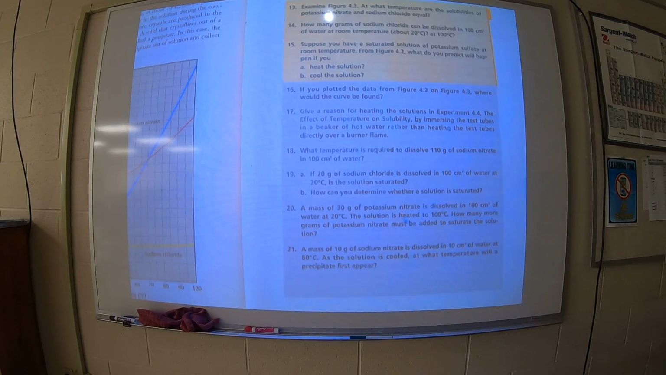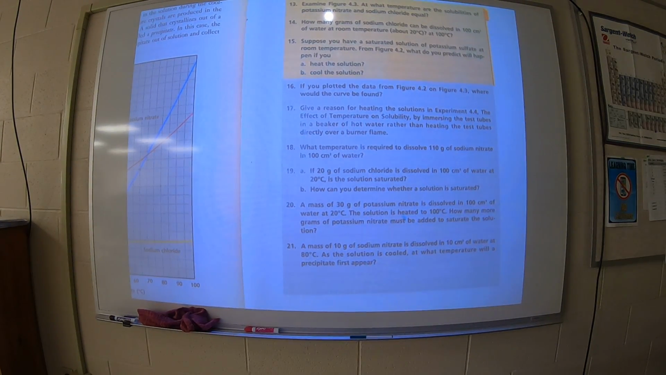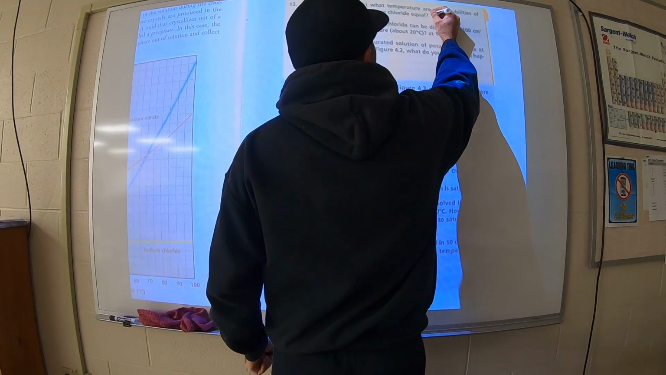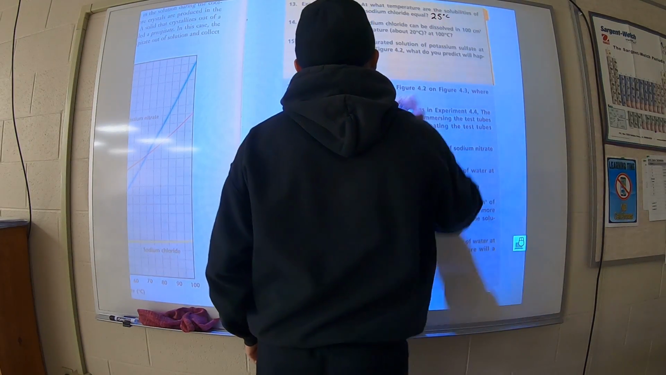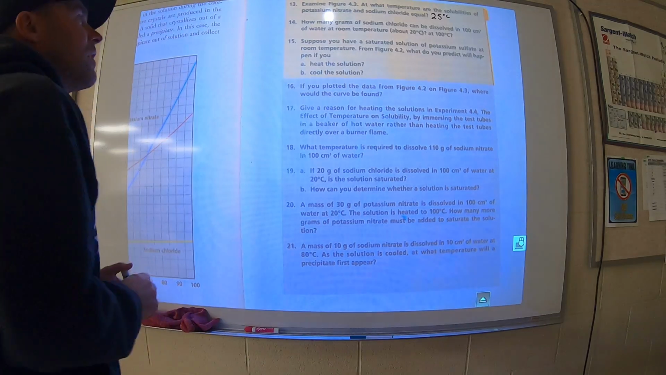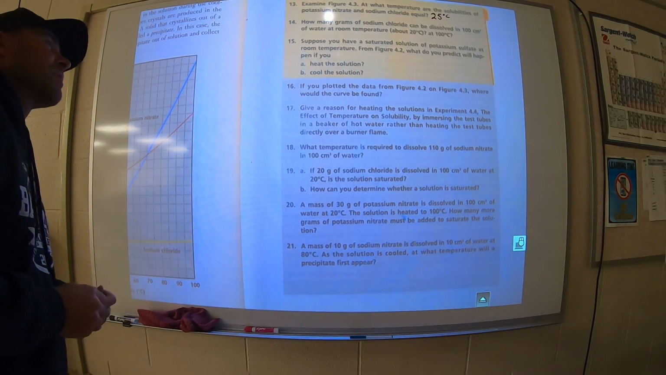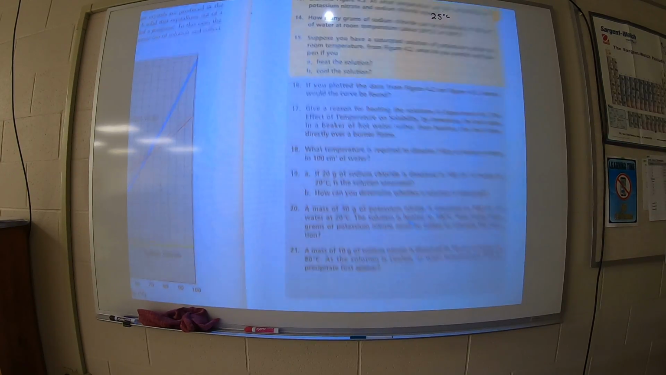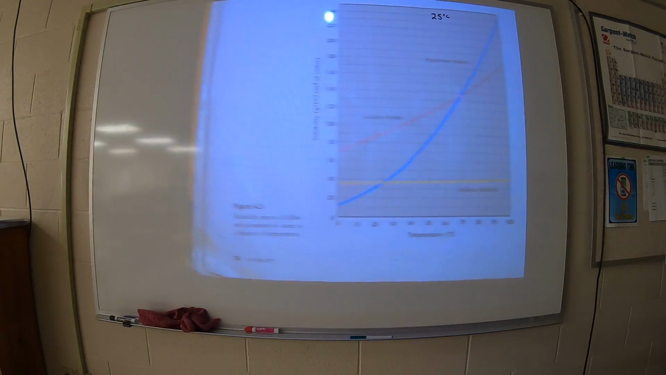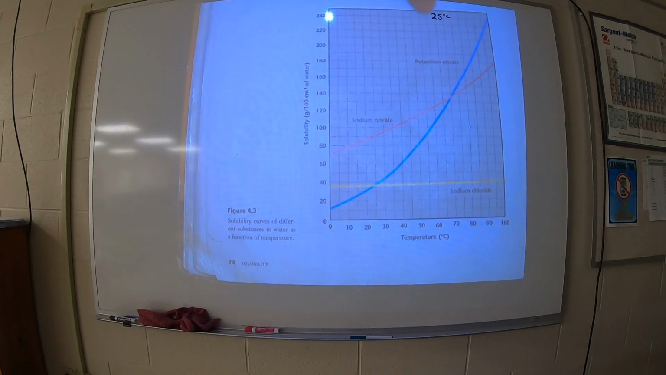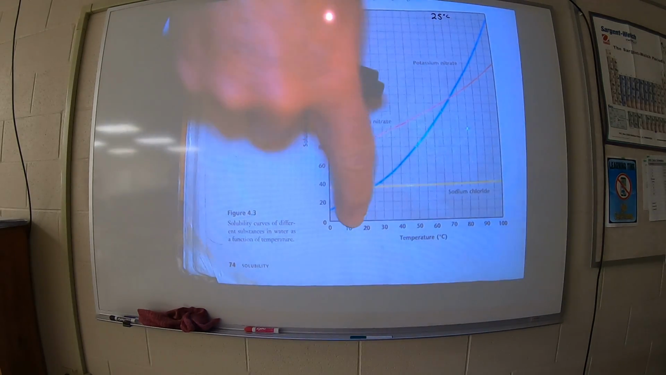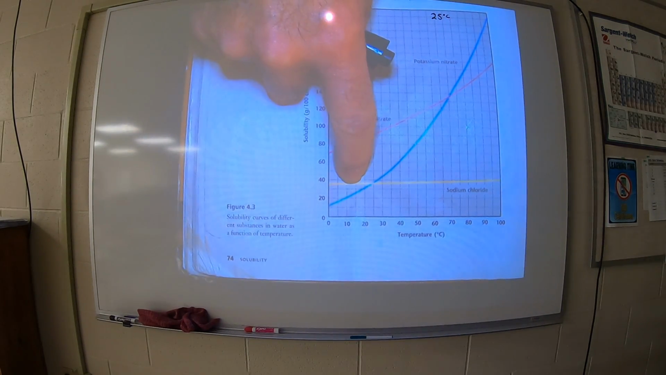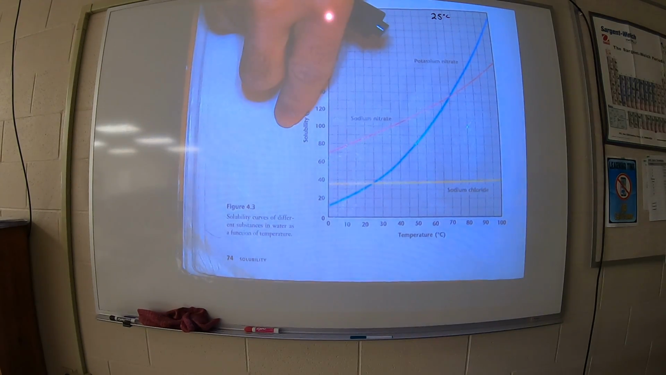So number 13 is 25 degrees Celsius. Number 14, how many grams of sodium chloride can be dissolved in 100 cubic centimeters of water at room temperature, which is about 20, and at 100. So at room temperature, 20 degrees Celsius, we just move it up to intersect the yellow line, and I would say it's about halfway, maybe a little bit over half. We'll say it's about 36 grams.